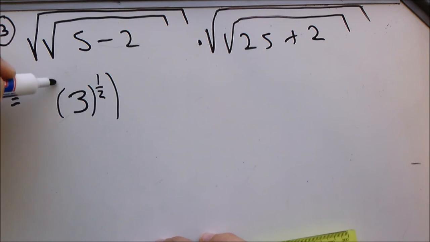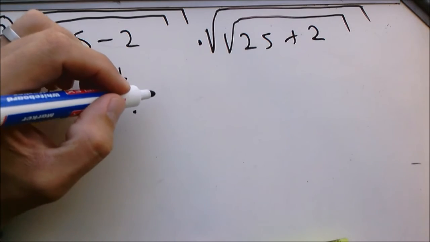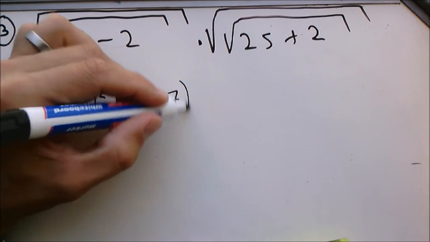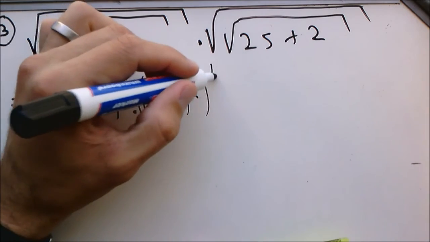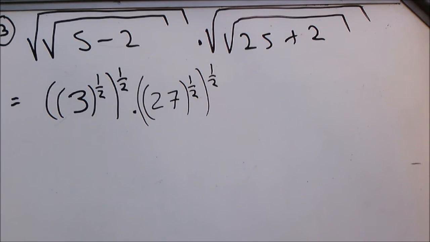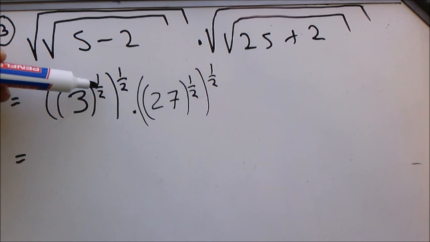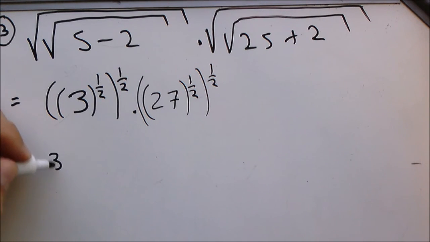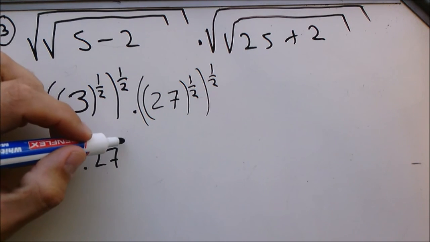to the power of a half times 27 to the power of a half to the power of a half. Next step is to simplify. A half times a half is a quarter, so it's 3 to the power of 1 over 4 times 27 to the power of 1 over 4.